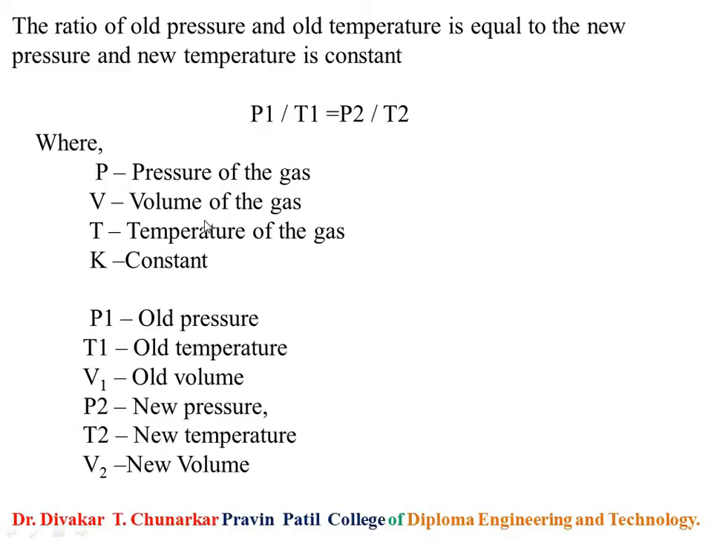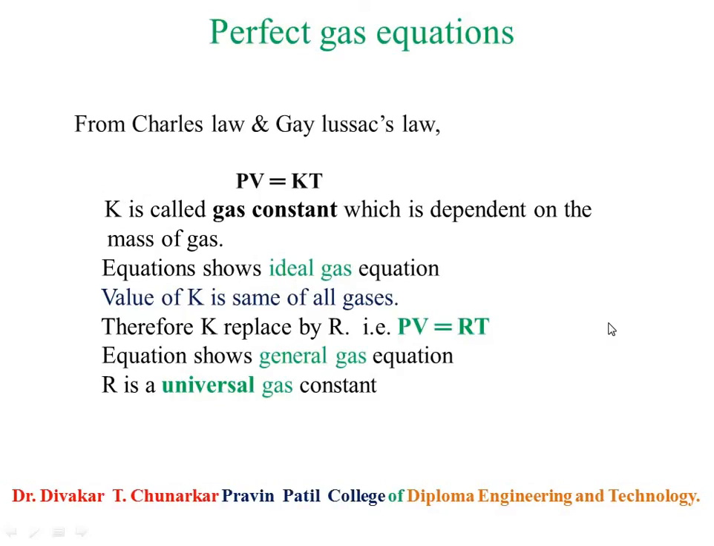Here P is the pressure of the gas, V is the volume of the gas, T is the absolute temperature of the gas, K is a constant. P1 is the old or initial pressure, T1 the old or initial temperature, V1 the old or initial volume, P2 the new or final pressure, T2 the new or final temperature, and V2 the new or final volume.